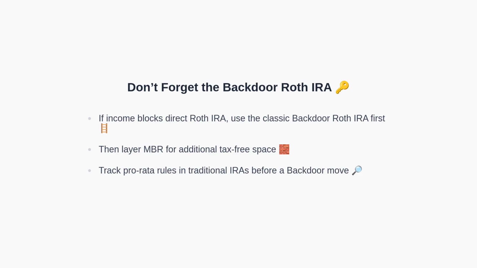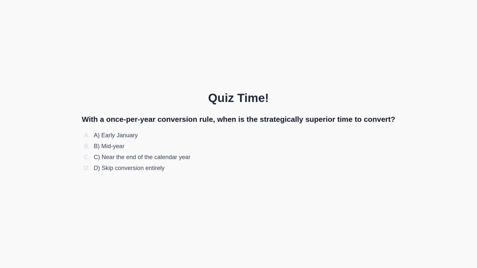If your income is too high for a direct Roth IRA contribution, consider the classic Backdoor Roth IRA. Many high earners complete the Backdoor Roth IRA first and then add the Mega Backdoor Roth for additional tax-free space. Remember to review pro rata rules if you have existing pre-tax balances in traditional IRAs before executing a Backdoor Roth IRA. Here is the second quiz.